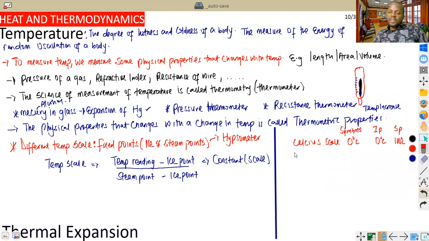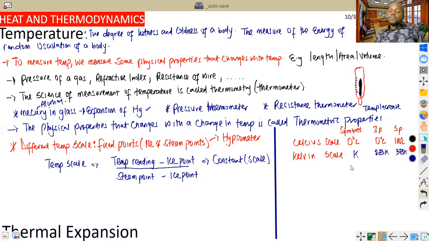The next type of scale is the Kelvin scale. The Kelvin scale is written as a Kelvin, K. It's not degree Kelvin. The ice point is 273.14, but approximately you use 273. It's 273 Kelvin, 0.14 Kelvin. Then this is 373.14 Kelvin, approximately 373, which we call the thermodynamic scale.